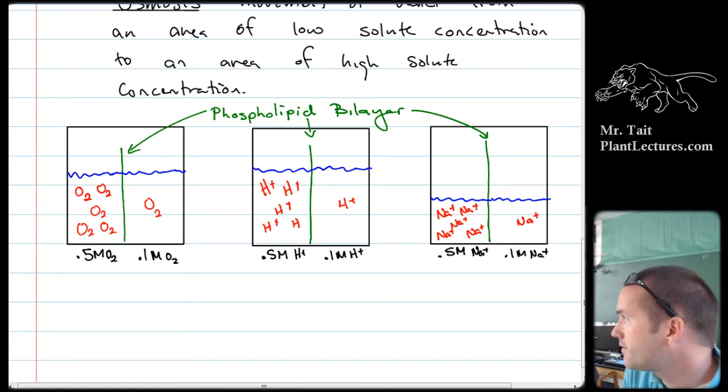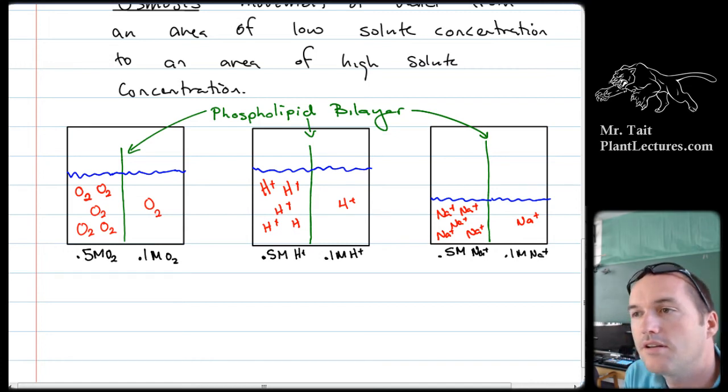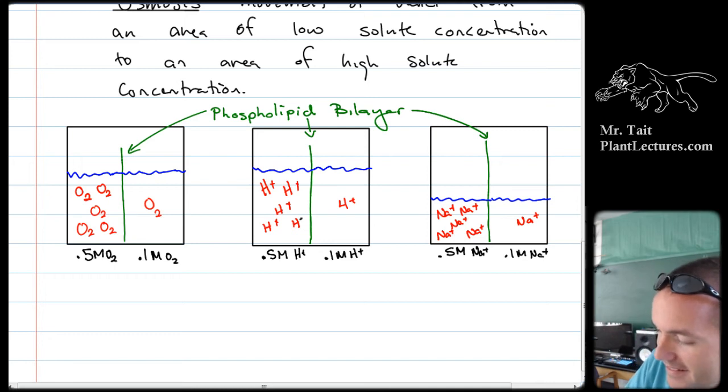Okay, so just like this, what happens to these beakers? Do any of them see any change? Which one would change? If we call them beaker 1, 2, and 3, which beaker changes? What do you think? 2. Why? Because it'll diffuse from high to low. Okay. Nope. What do you think? 1. Why 1? Because it's not 2. All right.